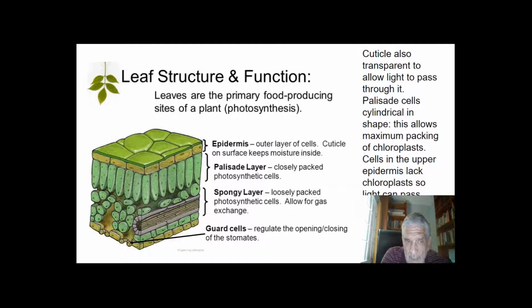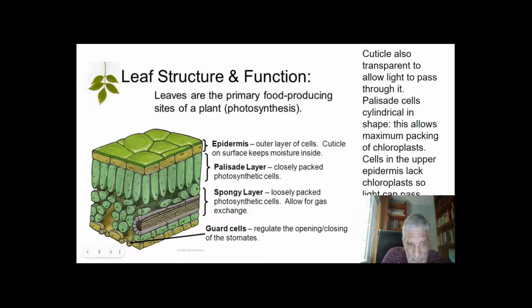Then we have the palisade cells, which are long and thin, and they're closely packed, although there are air spaces. And this is important, as I said, for gaseous exchange. And being long and thin allows maximum packing of chloroplasts. Remember that the palisade layer is the most active layer for photosynthesis. Then we have the spongy layer. These are loosely packed, and this is really for gaseous exchange.